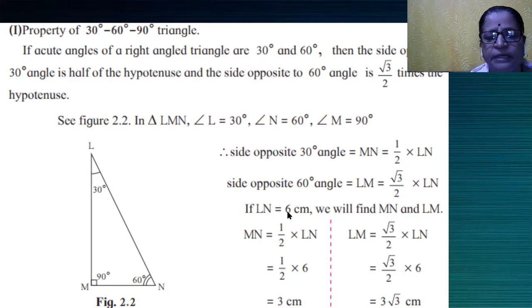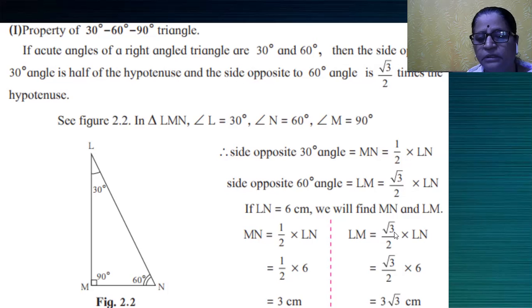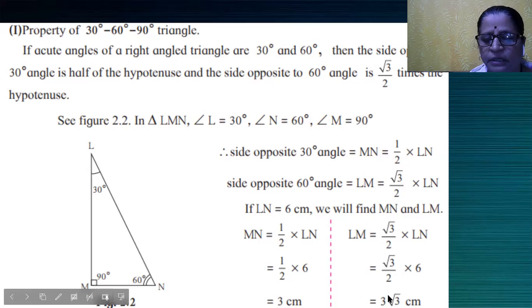If LN is equal to 6 centimeters, we will find MN and LM. Here MN is the side opposite to 30 degrees, so MN is half into LN. Half of LN's value 6 is 3. Then LM is equal to square root 3 divided by 2 multiplied by LN. As LN's value is 6, 6 divided by 2 is 3, so we get 3 square root 3.